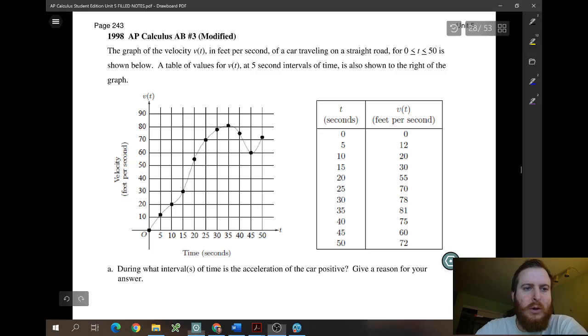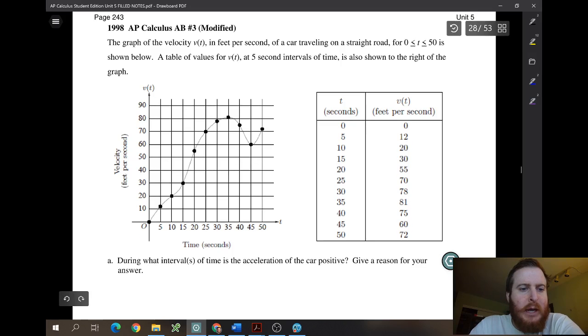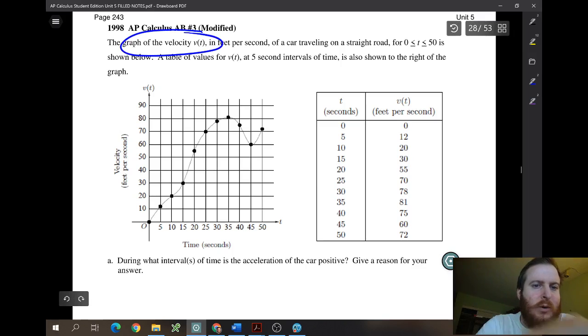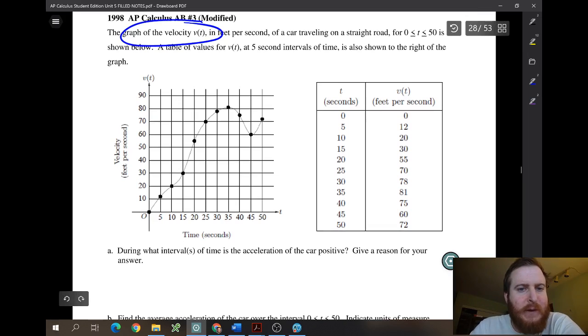So we're going to go through a few examples of free response questions on this topic of particle motion. The first one gives us both a graph and a table. The graph is for velocity, so we want to be very careful. This graph is for velocity, so it already is the graph of the derivative of position. It's kind of similar to having the graph of f prime. They give us an interval from 0 to 50, and they give us values in the table.